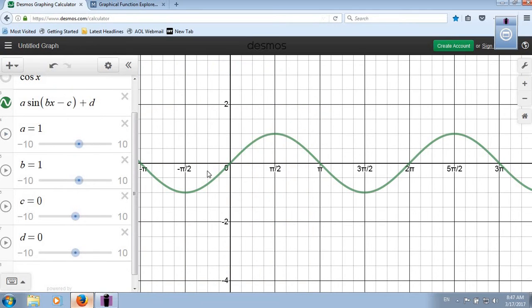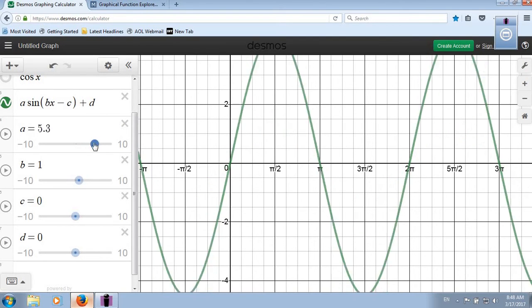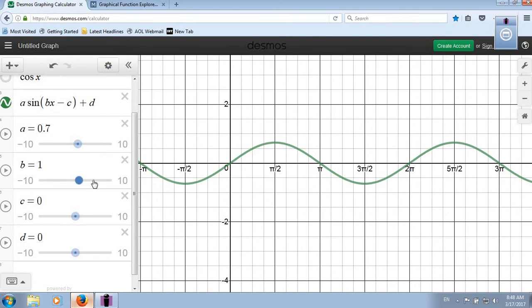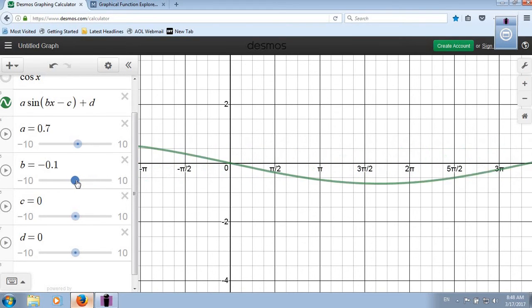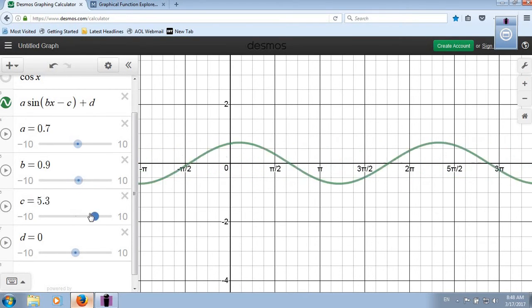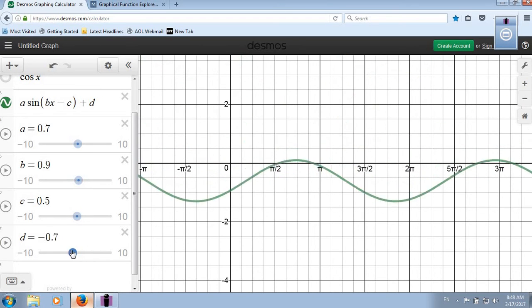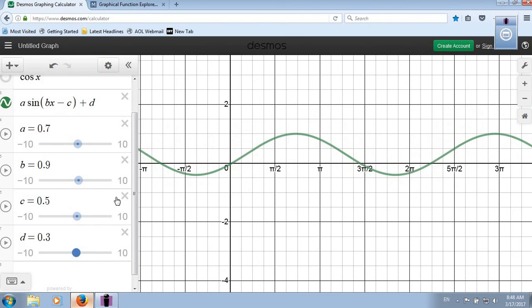Alright, so I think that's enough information for today, but we definitely will come back. I definitely suggest you go to decimals.com and play around with it to see what kind of function you can come up with. You can play around with the amplitude, frequency, and the period, higher frequency, lower frequency, phase shift, and the midline vertical shift.